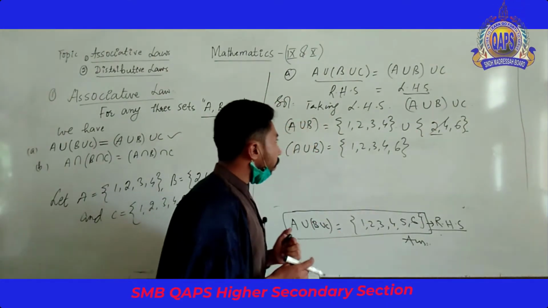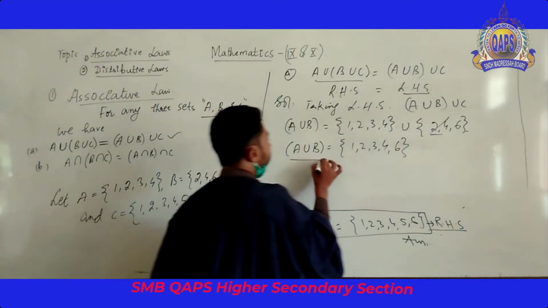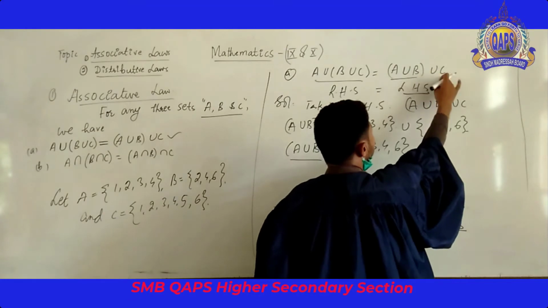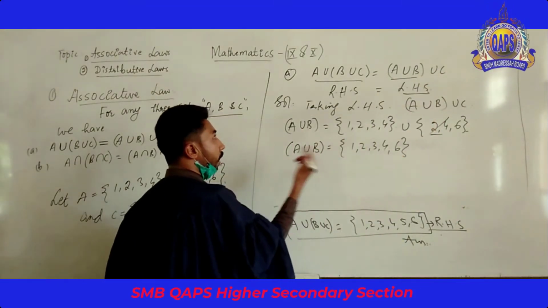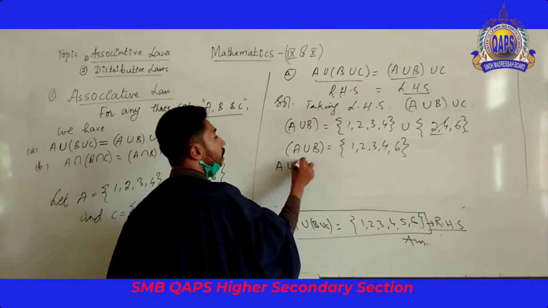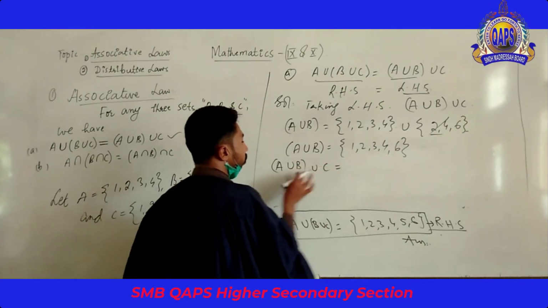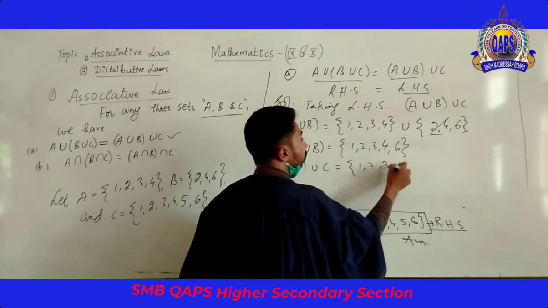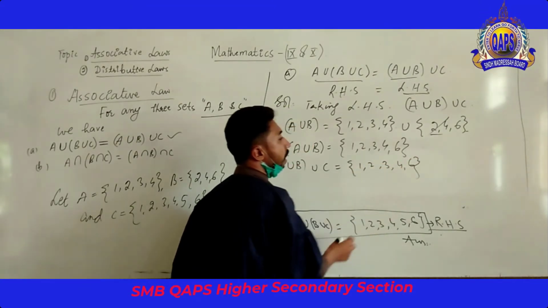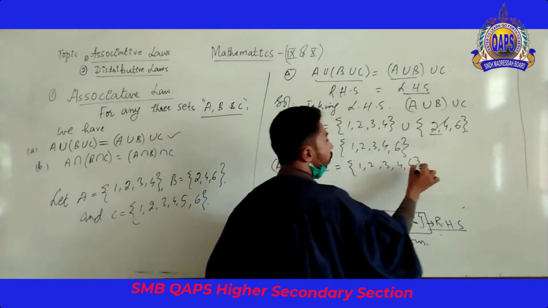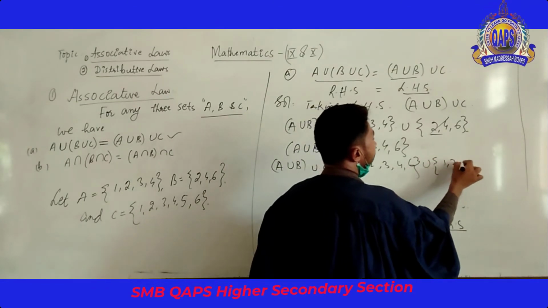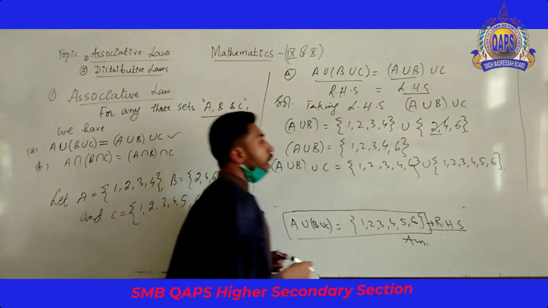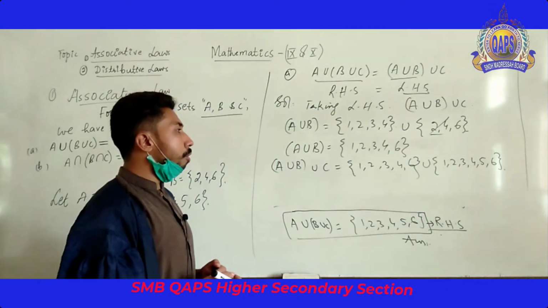So now this bracket is proved, and after that we prove the whole left hand side, A union B union C. Here A union B contains 1 to 6 elements but not 5, and union C contains 1 to 6 elements, in which 5 is included.